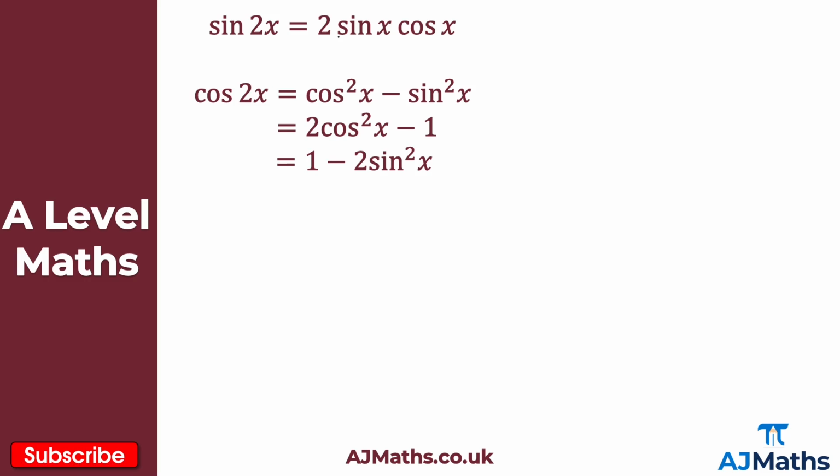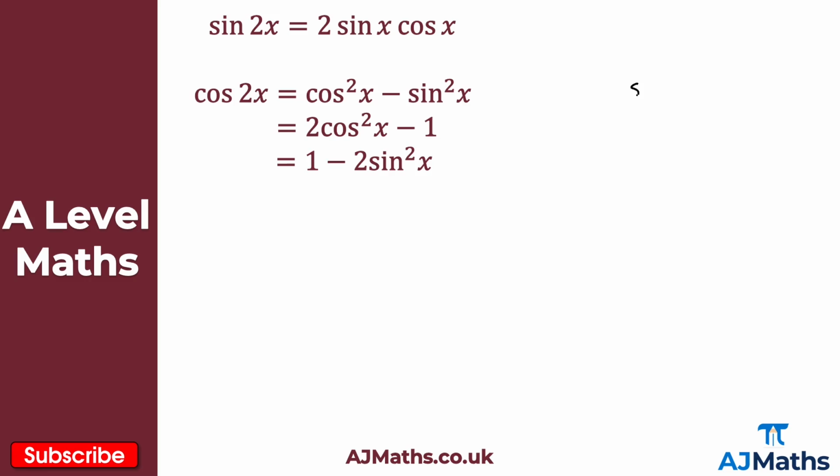For sine 2x, nice and straightforward, this is simply 2 sine x cos x, so hopefully nice and easy to remember. For cos 2x, the easiest way to go about this is to just remember cos squared x minus sine squared x. And from here, we can derive 2 further results.